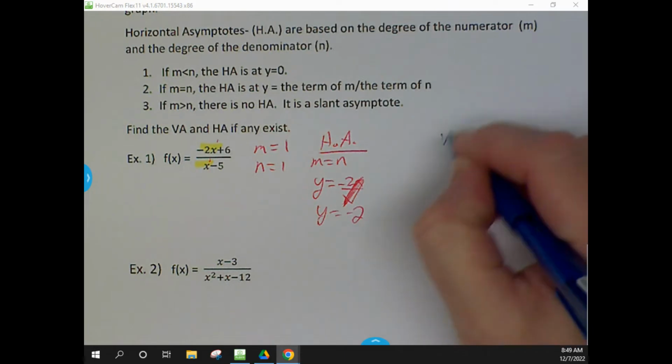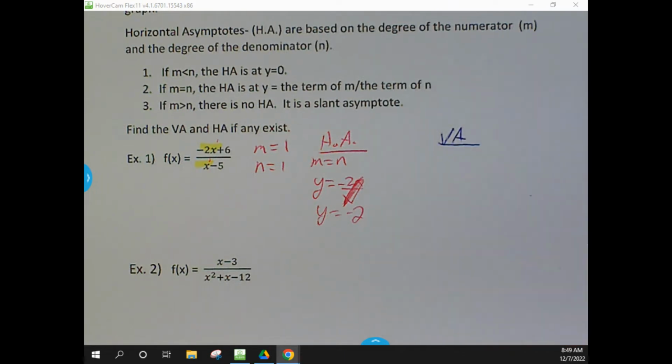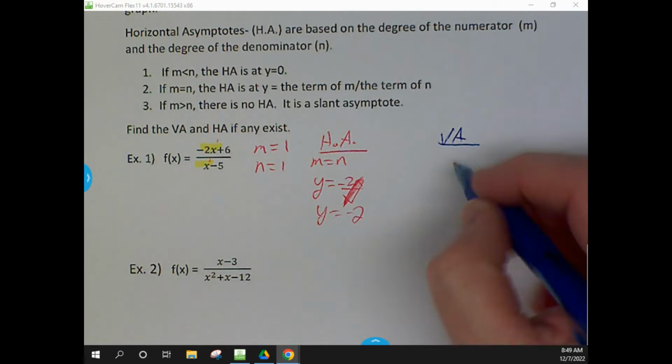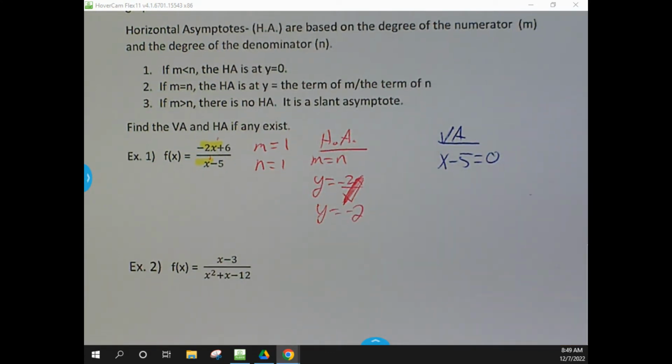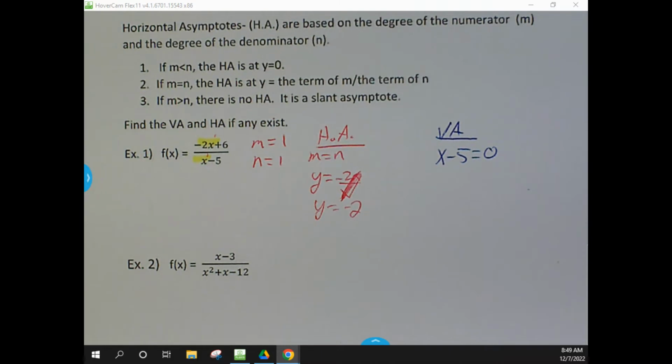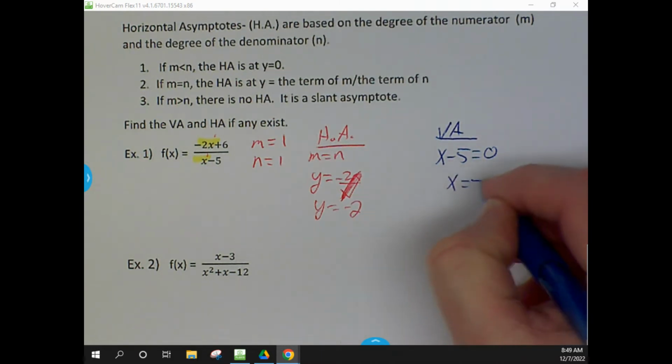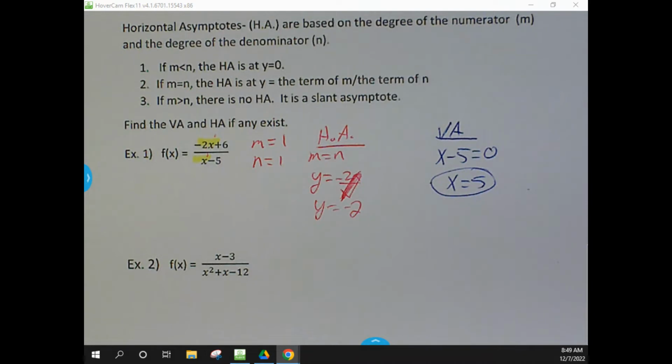All right, and your vertical asymptotes. This is usually the easy part: it's just your denominator equal to 0. And that one's really easy. It's just x equals 5.